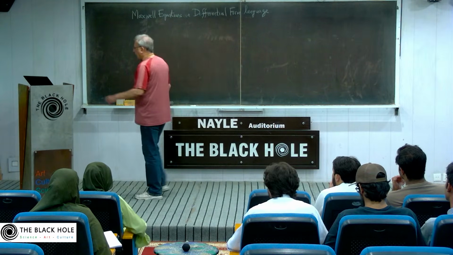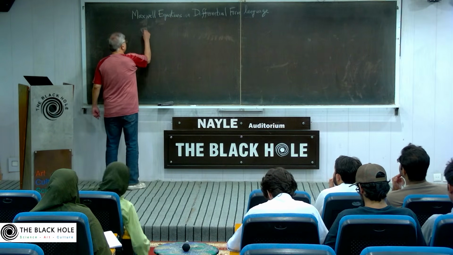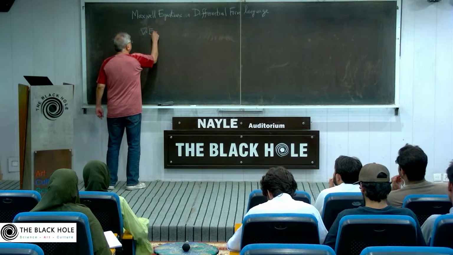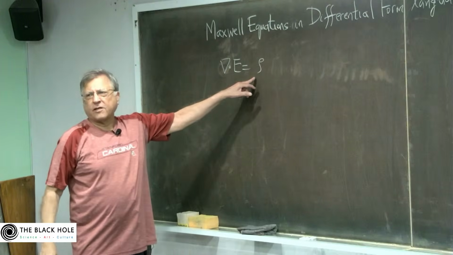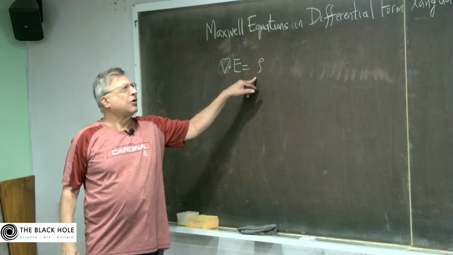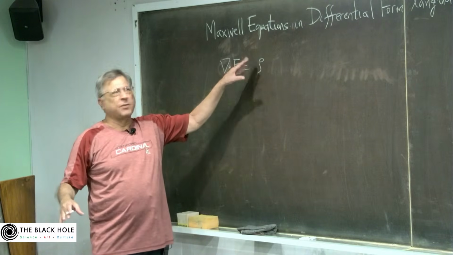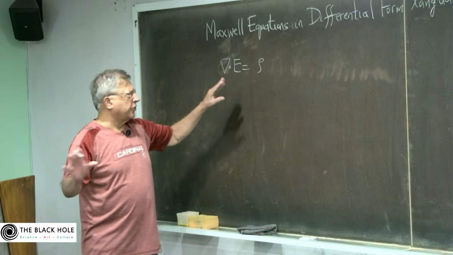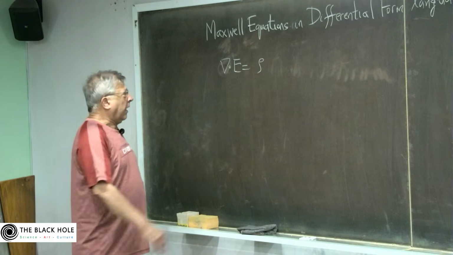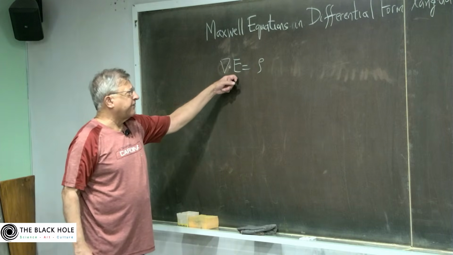So we have these written very concisely. Divergence of E is equal to rho. And if you're worried about 4 pi rho or rho over epsilon, forget all that. They can all be absorbed into the definitions of rho or J, as we'll see. That is the equation for the divergence of E.